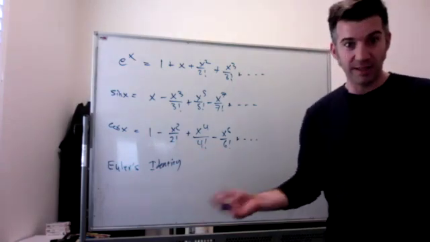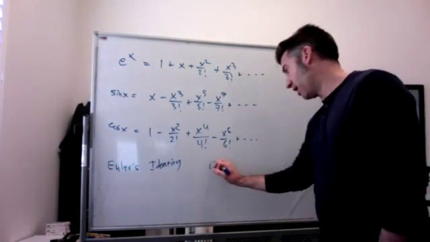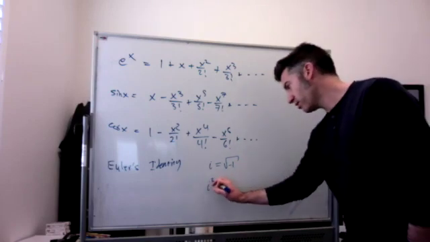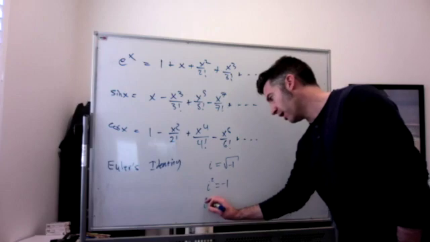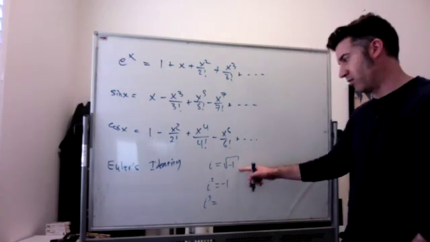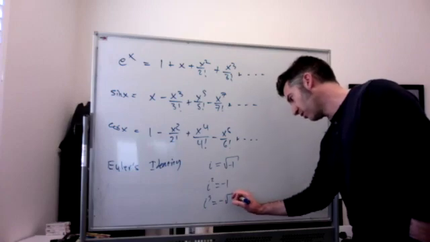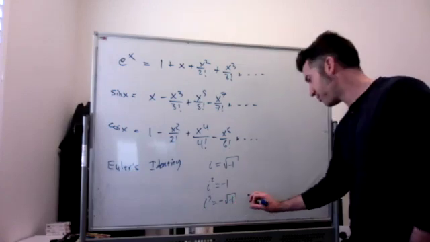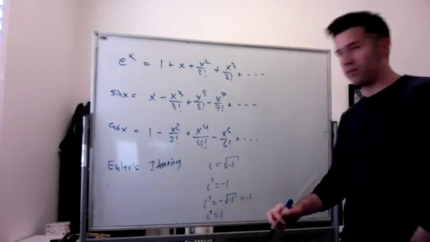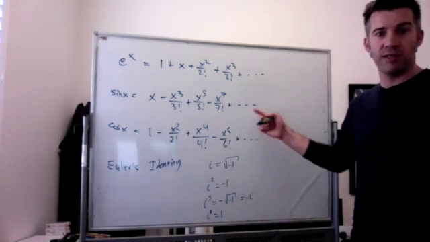Just to remember what i is: the imaginary constant i is the square root of -1. And i squared is -1. And i cubed is -1 times the square root of -1, which is negative square root of -1, or negative i. And then i to the fourth is equal to 1. And then any higher power of i, you just cycle back around.